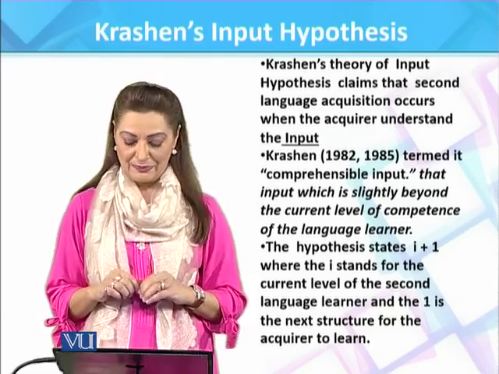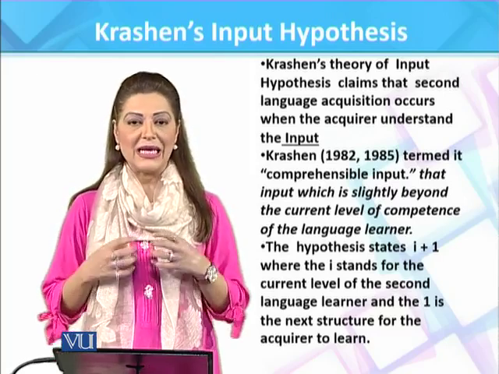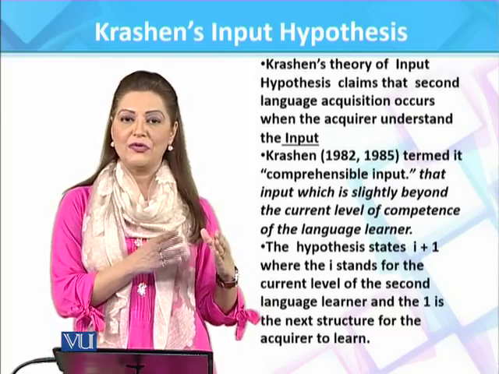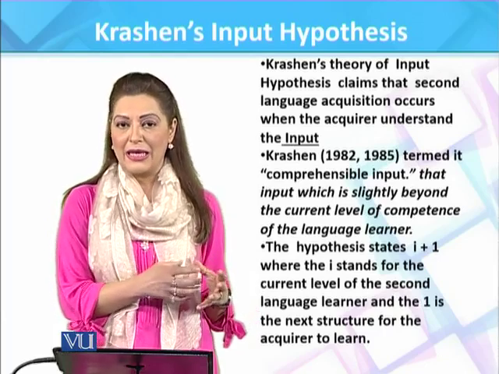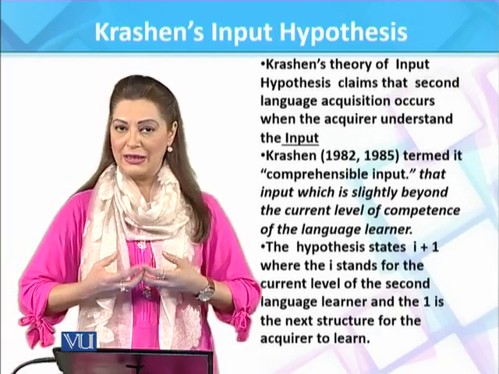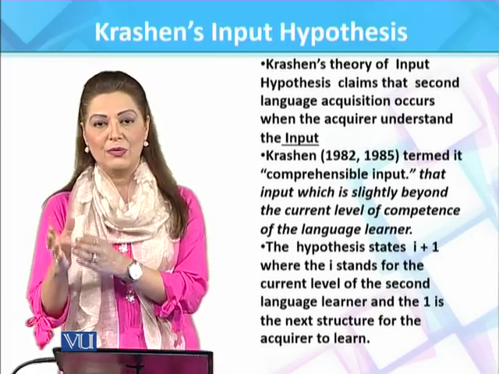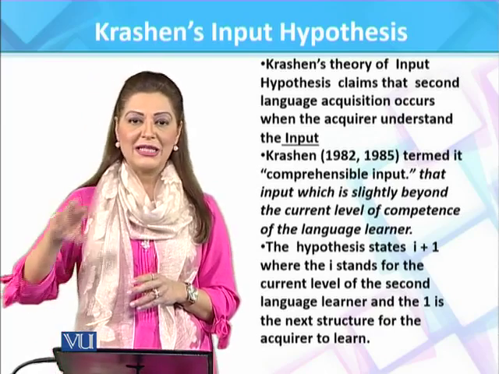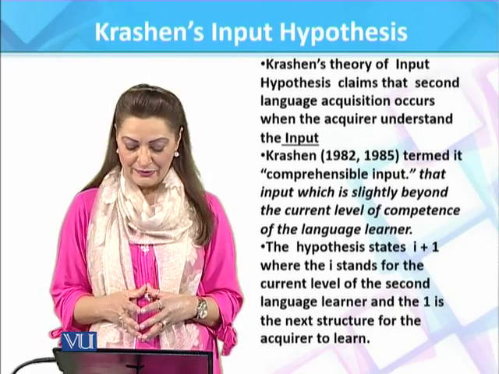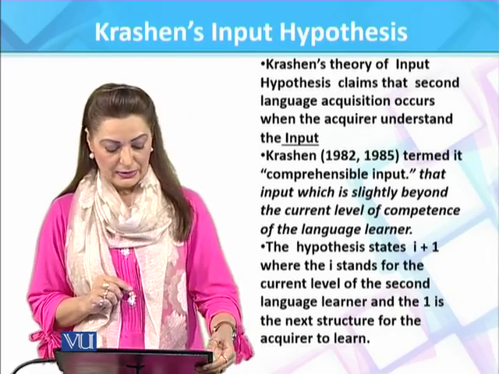the acquirer has. The hypothesis states i plus 1, where i stands for the interlanguage the acquirer or learner has, based on the understanding of the grammatical rules of his or her mother tongue. Moving towards acquiring the target language, he or she comes up with the interlanguage, moving to the next stage where he or she is moving to the target language understanding. The next stage is plus 1. So that is what is called comprehensible input based on i plus 1.